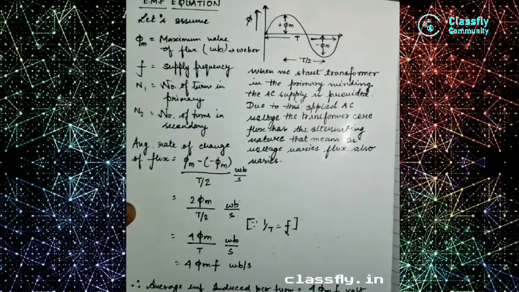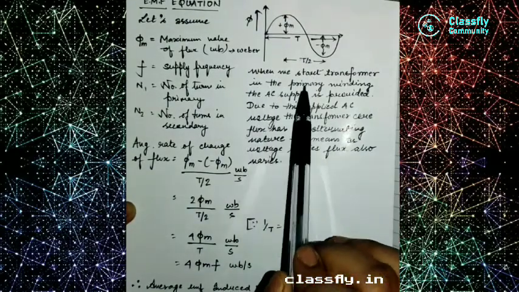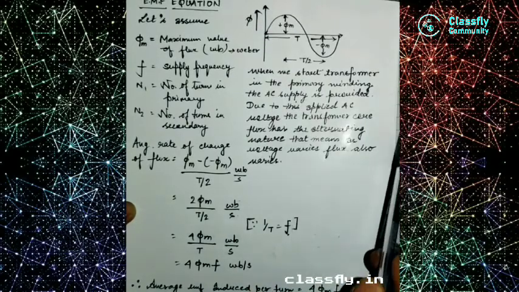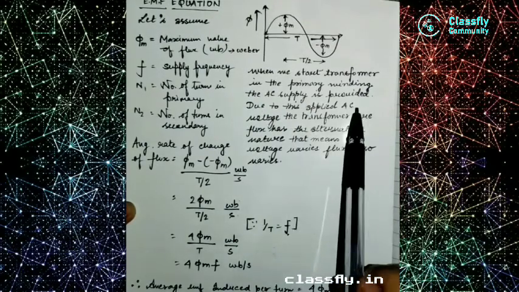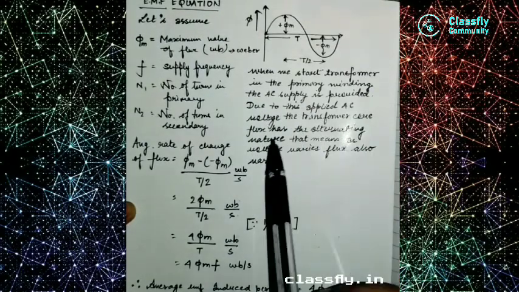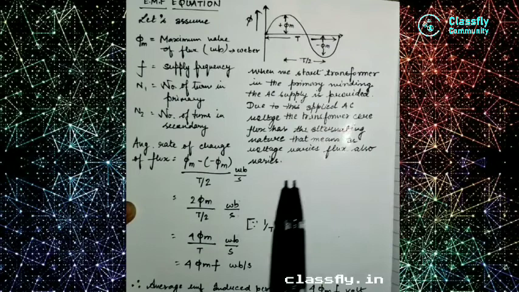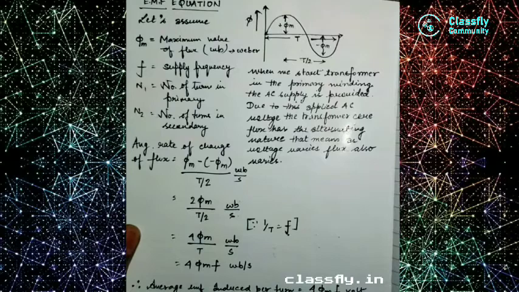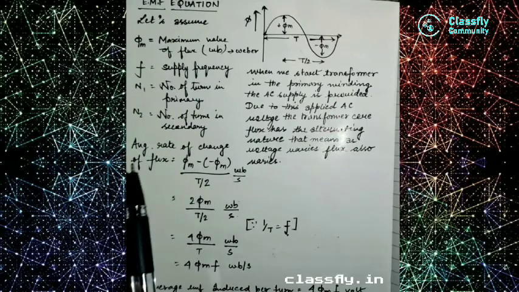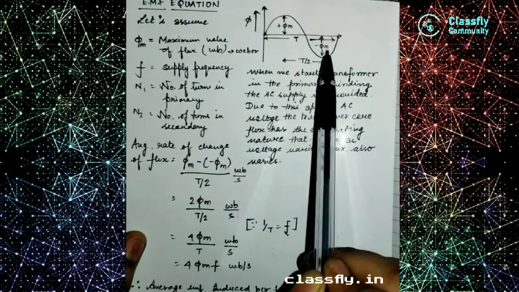So in simple words, whenever we start the transformer, the AC supply is provided in the primary winding. Due to this applied AC voltage, the transformer core flux has an alternating nature. That means as the voltage varies, the flux will also vary. I hope you understood this diagram. The first thing in the EMF equation is to find the average rate of change of flux, that is, how the flux changes from phi m to minus phi m.